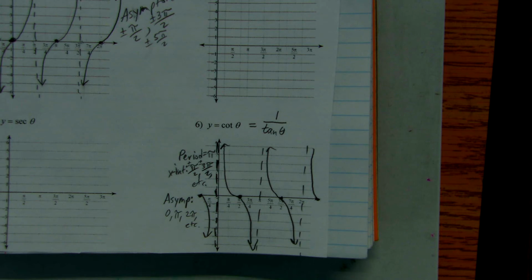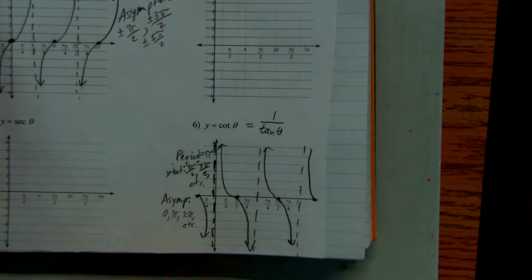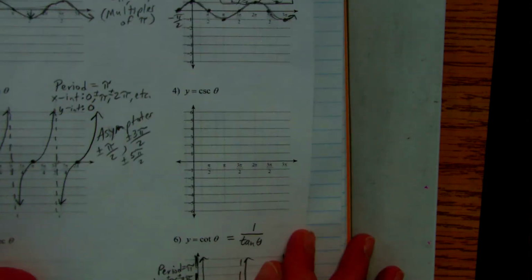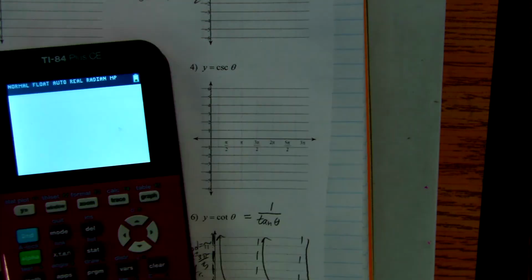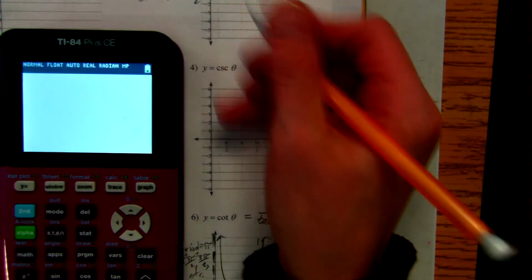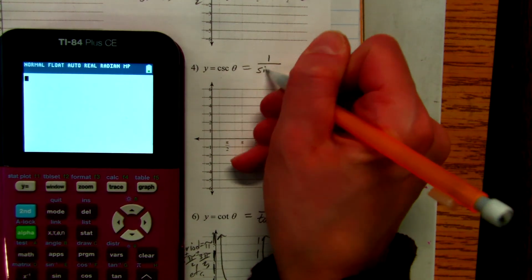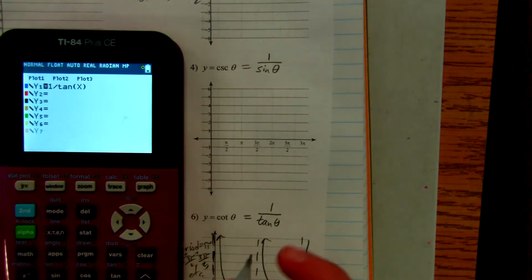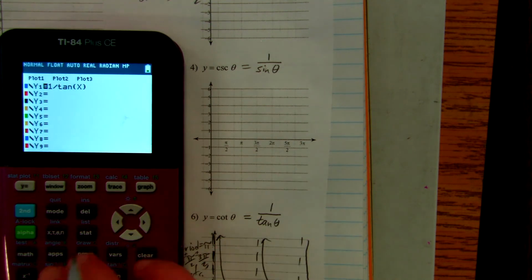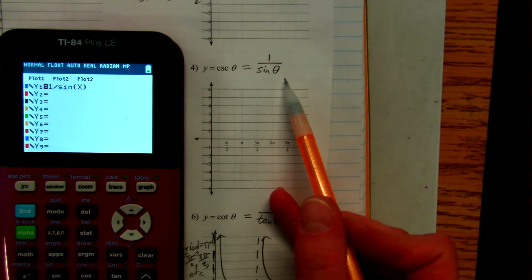All right, so you ready to see another bizarre graph? So we went from tangent to cotangent just because they're similar, they're reciprocals. Let's look here at cosecant. So to put cosecant into your calculator, you have to know it's the reciprocal of sine, and what you're actually going to type in is 1 divided by sine. So on your y equals, I'm going to have 1 divided by sine this time.